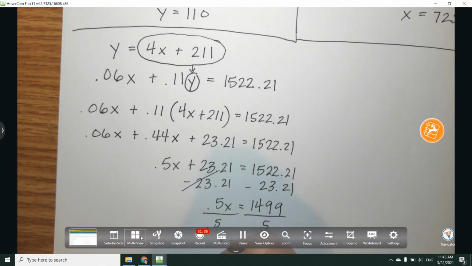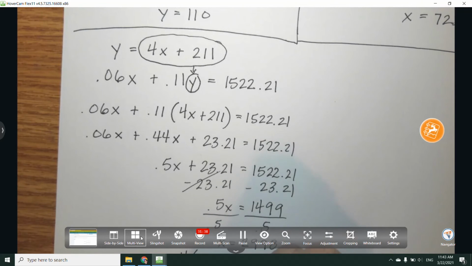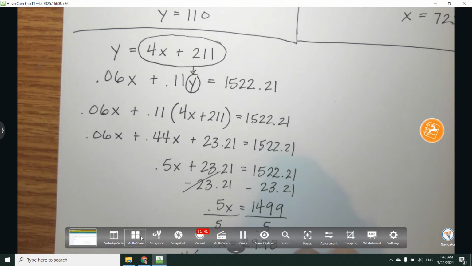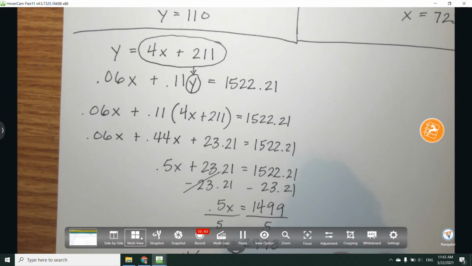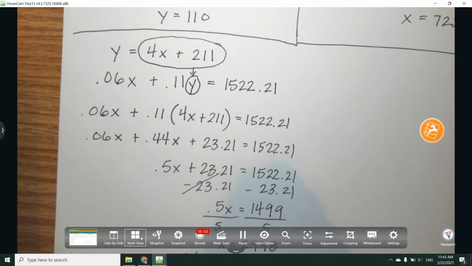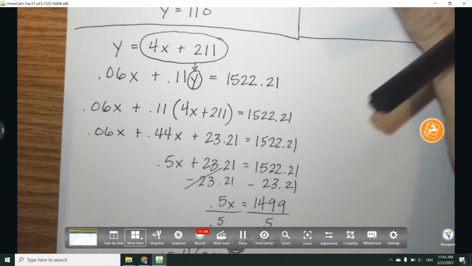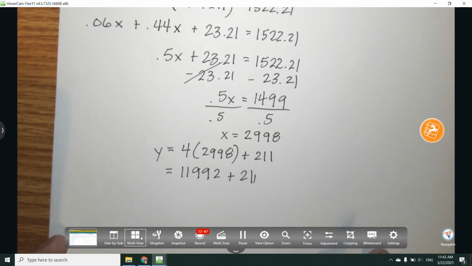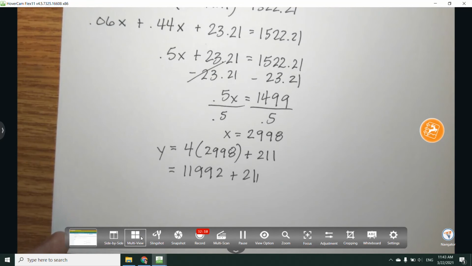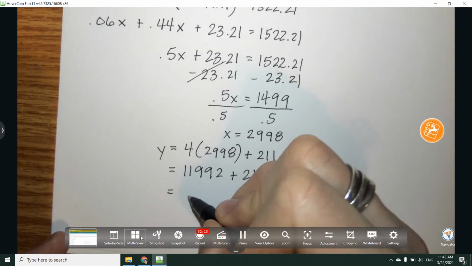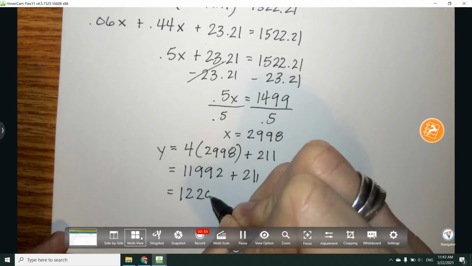So y is going to be equal to 4 times this 2998 plus 211 more. All right, so I got 11,992, and then we're going to add 211 more, so this y is equal to 12,203.